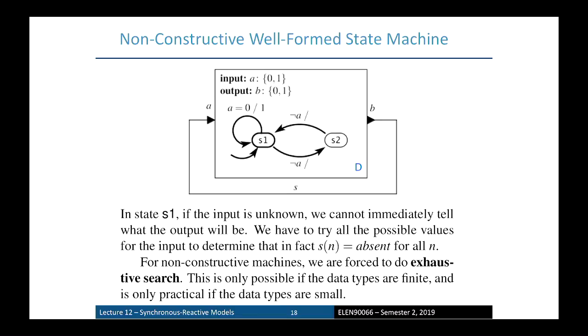It would say this one fails the constructiveness check, okay? Not knowing the inputs, can I determine the outputs? Fail. But it actually is well formed because you can find a fixed point, particularly for S1. Okay? So exhaustive search has to be done for these particular types of models.